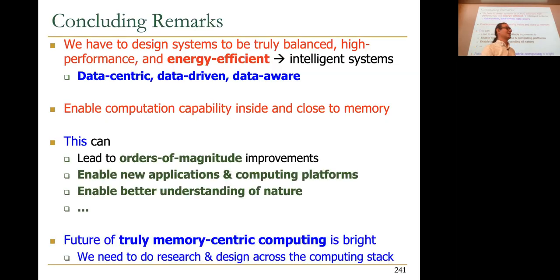Maybe this is how I'll conclude. So basically, I think we need to, I changed this recently to, we have to design systems to be truly balanced, high performance, and energy efficient. That will lead us to intelligent systems. And I think that requires being data-centric, data-driven, and data-aware. And hopefully I've given you some examples of how this can lead to orders of magnitude improvements, maybe enable new applications and computing platforms, and who knows, maybe enable a better understanding of nature in the end.